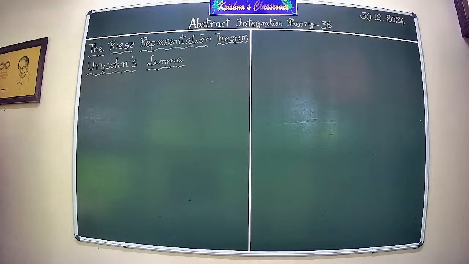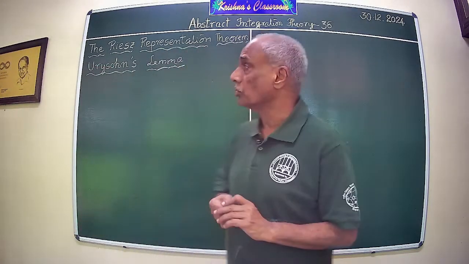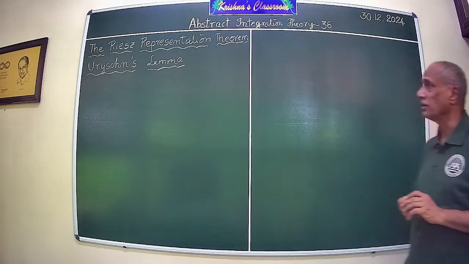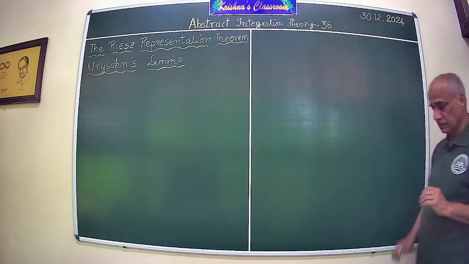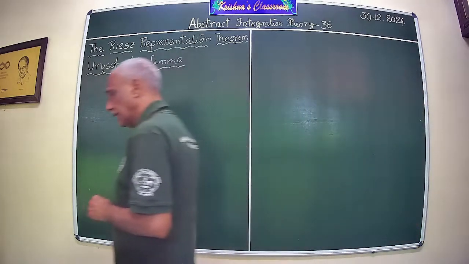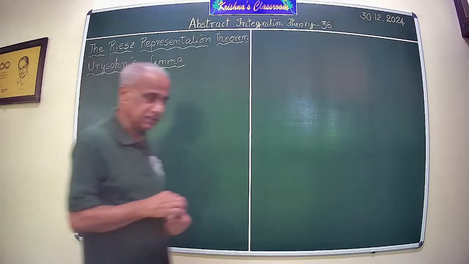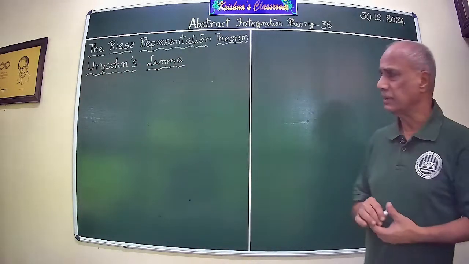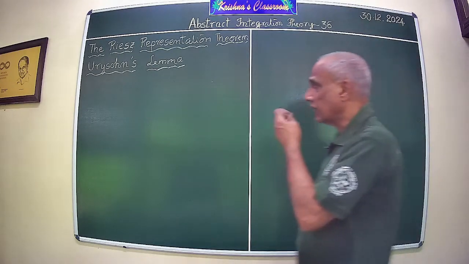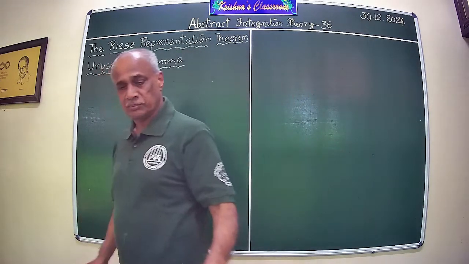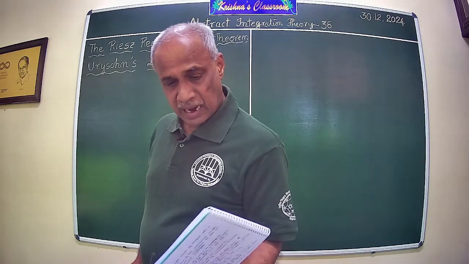Next, what we take up is the well-known Urysohn's lemma. We also give a proof of this. It appears as a tool in the proof of the Riesz representation theorem. It's a very general, nice result which we shall first explore. Before that, we introduce some notations which are useful for our purpose.